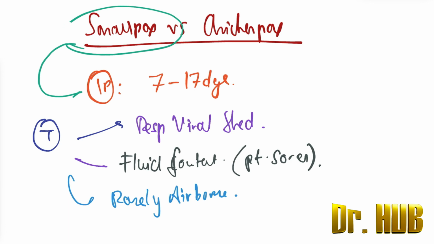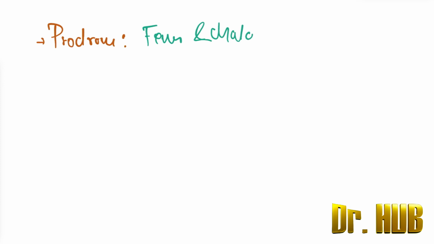Next we look at the prodrome. So what is the prodrome? The prodrome is fever and malaise. There's fever as well as presence of malaise, and this occurs for 2 to 4 days, before the onset of rash.